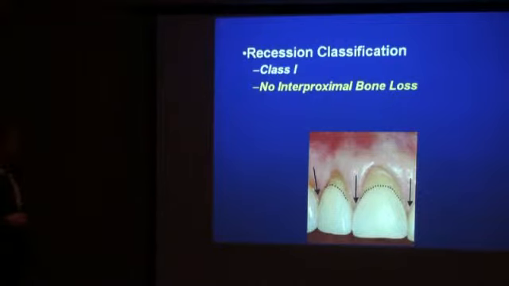Here are the CEJs, and here are the mucogingival junctions. So this is the amount of recession that's taken place. Here's our mucogingival junction. So the distance from the gingival margin to the mucogingival junction is the width of keratinized tissue.